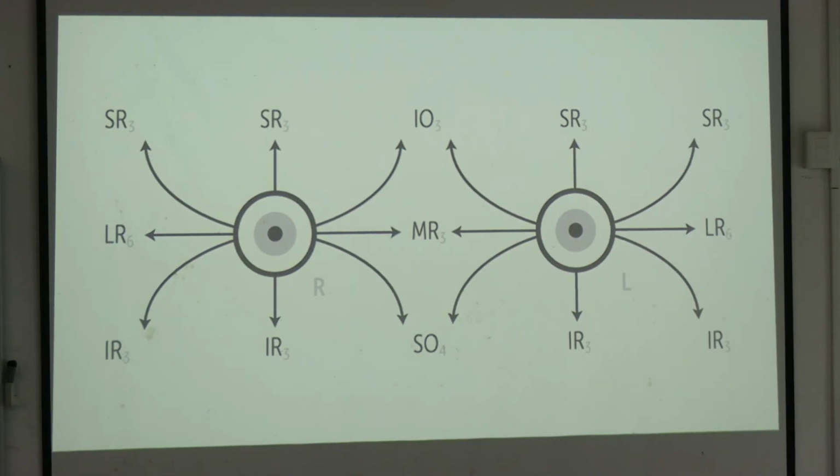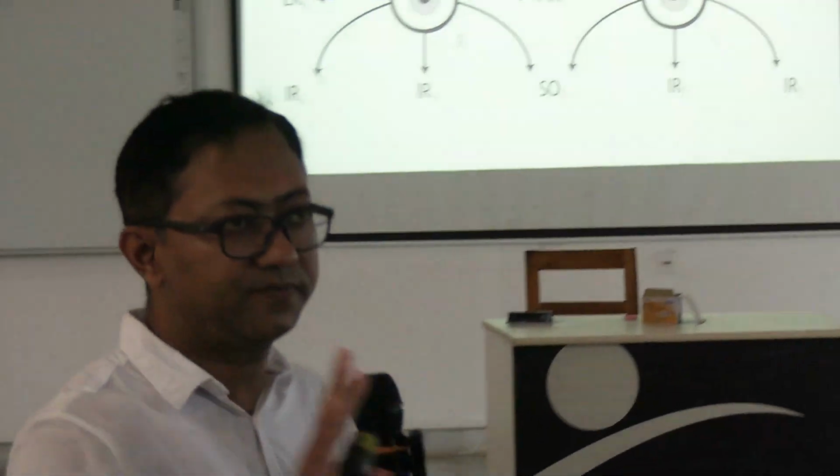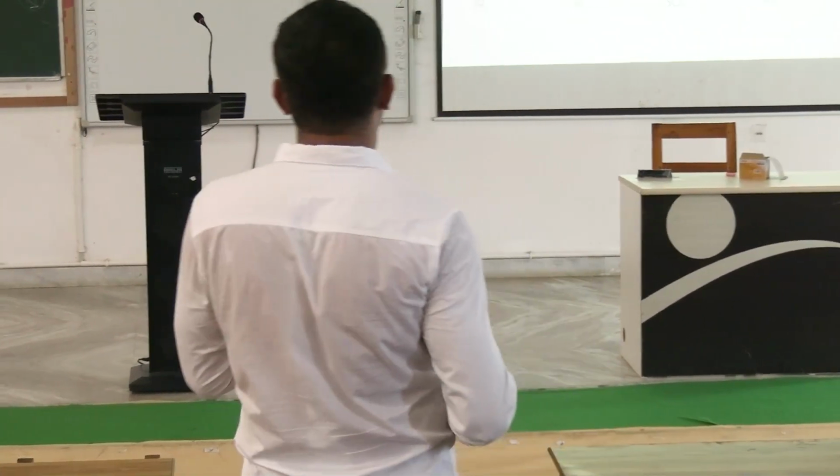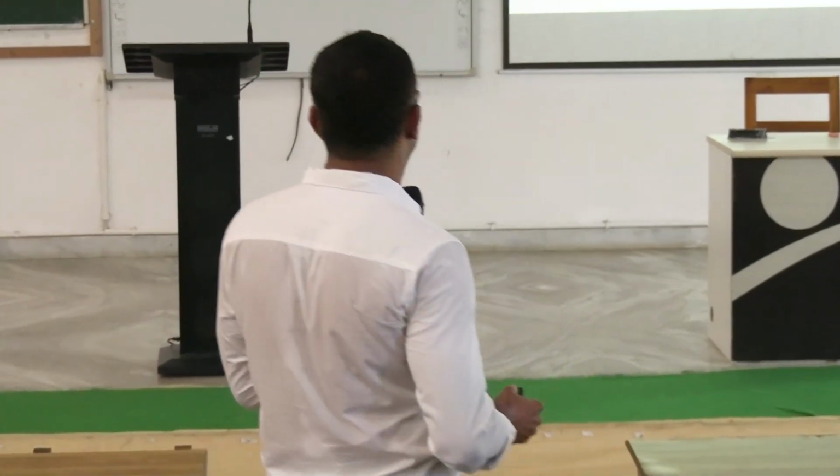What is the function of medial rectus? Adduction. So this is the nasal side, this is the temporal side, this is the right eye, this is the left eye. R for right, L for left. Medial rectus is for adduction and lateral rectus is for abduction. This function is very clear to everyone. Now coming to superior rectus and inferior rectus.